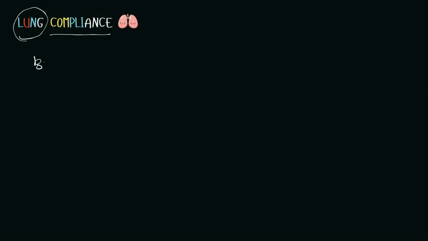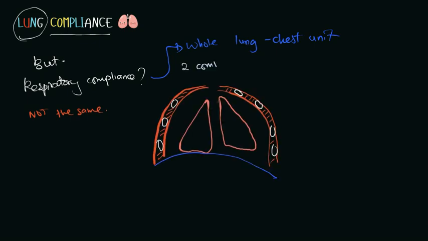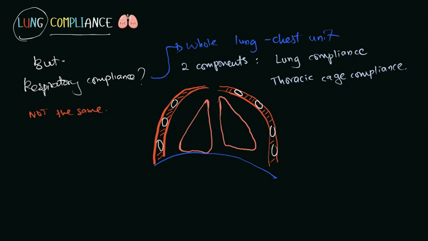So we've talked about lung compliance, but what about respiratory compliance? Are they the same? No, they are not the same. Respiratory compliance refers to the compliance of the whole lung-chest unit. They consist of 2 components, the lung compliance as well as the thoracic cage compliance. So how are they mathematically related? Or how do they sum up?